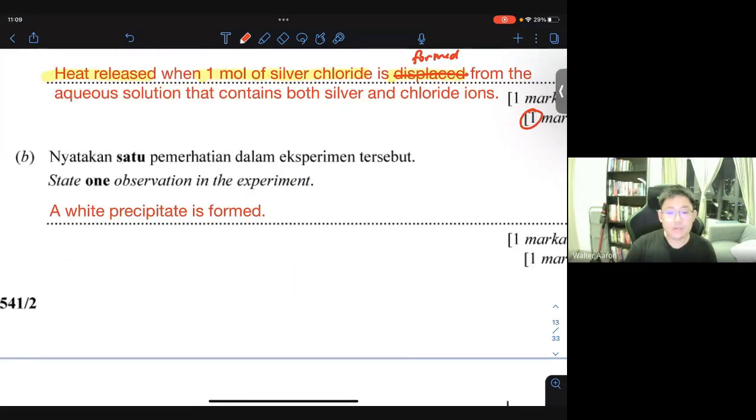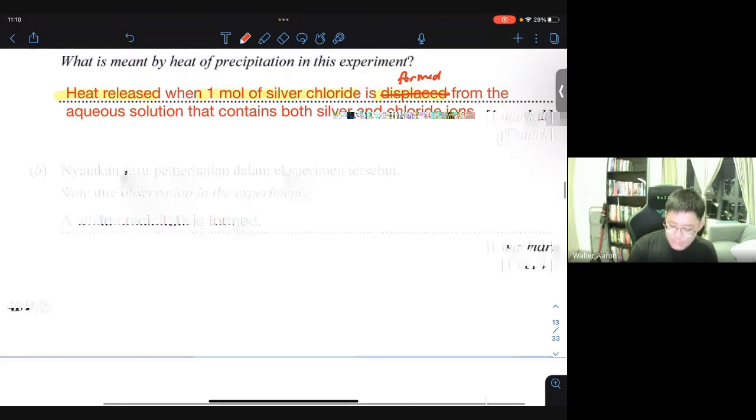State one observation in this experiment. So we must explain what happens when these two solutions are added. So the one observation that I can see obviously will be the formation of the precipitate. And this silver chloride precipitate has a white color. So therefore, I said that white precipitate over here is formed. Then you get 1 mark already.